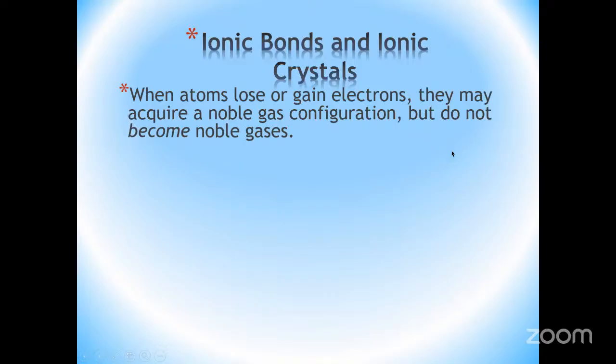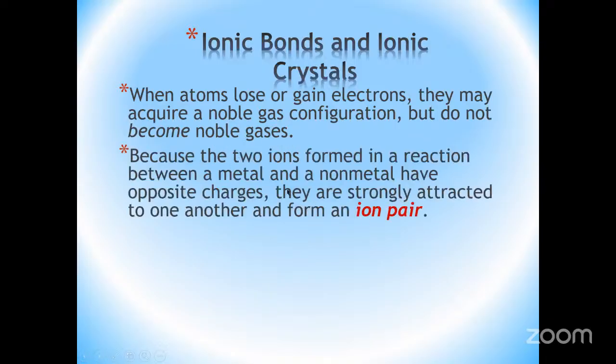So let's see here. It says when atoms lose or gain electrons, they may acquire noble gas configuration, but do not become... Oh, right. So that's what I just said. They will end up with the noble gas configuration, but please note that they're not the same as the noble gases because they'll have different numbers of protons, even though the number of electrons will be the same and the electron distribution would be the same.